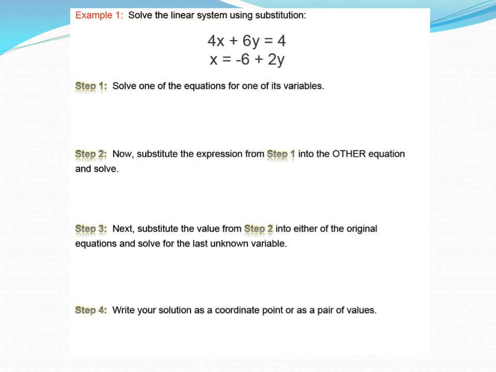All right, so here's our first example. We're going to solve this through substitution. So I have my two equations. Equation 1: 4x plus 6y equals 4. Notice that this is in standard form. Equation 2: x equals negative 6 plus 2y.